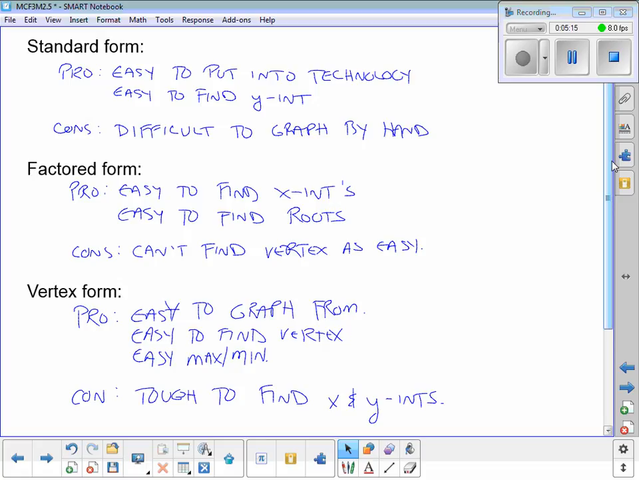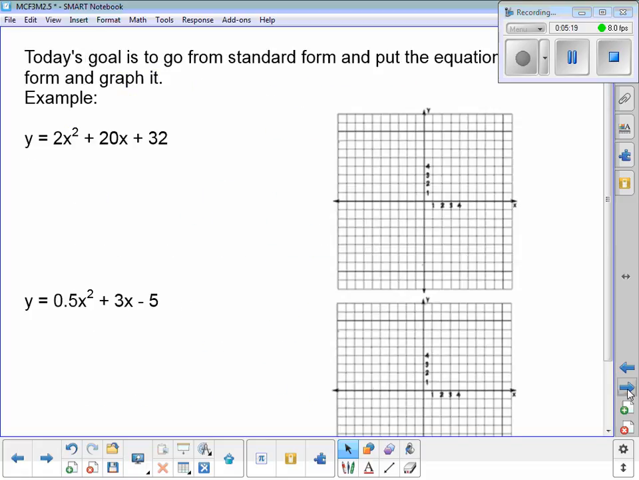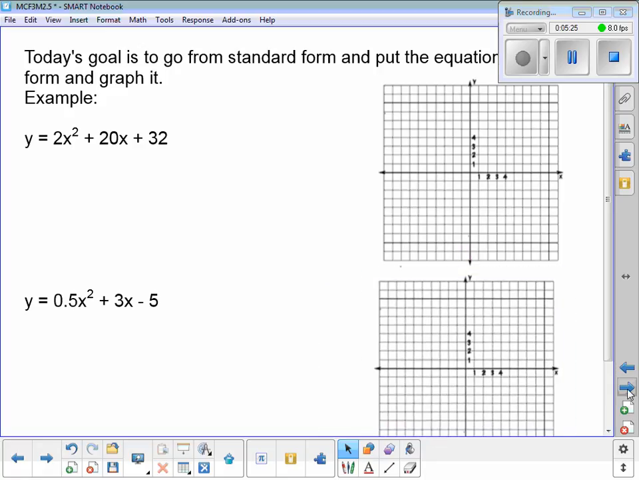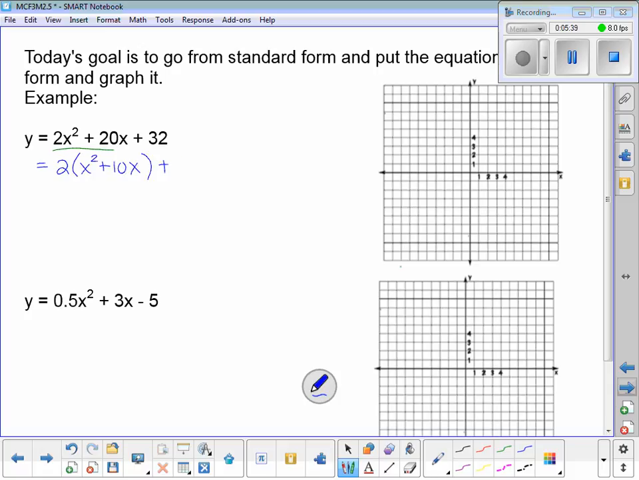So the focus today is completing the square and graphing it. We're going to go through an example as to how we go about doing it. Completing the square, you've been practicing this. We factor out any common factors in the first two terms. So I'm going to take a 2 out. That leaves me with x squared plus 10x. Leave the 32 alone.